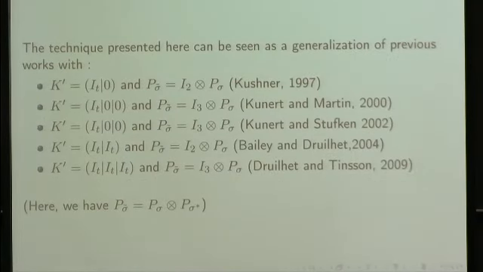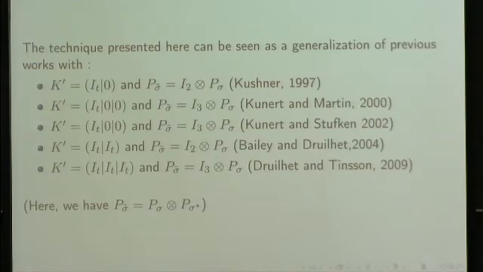Just to see the relation between this work and the other works. With Kushner in 97, we have K prime, which is identity and zero, and P tilde sigma, which is identity of size 2 Kronecker product with P sigma. Kunert and Martin in 2000 is for a model with a left and right neighbor effect. So you have identity 0, 0, and P tilde sigma is the identity of size 3 Kronecker product with P sigma. In Kunert and Stufken, it's the same thing, but for another model.